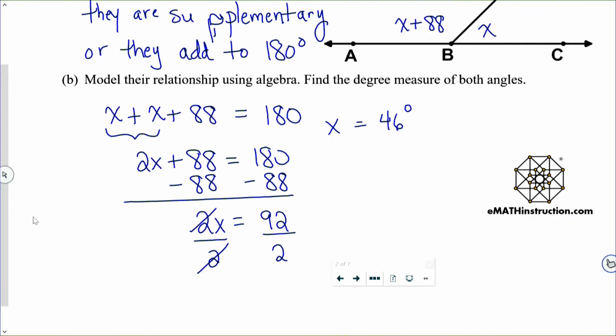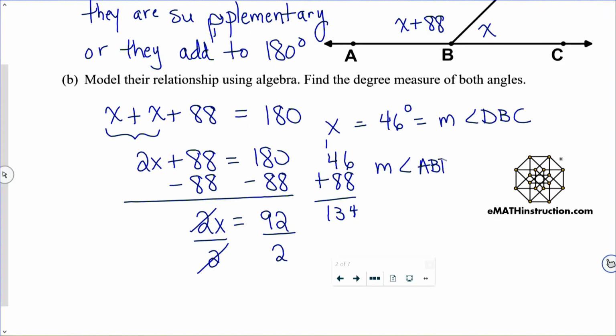That's the measure of one of the two angles, and in fact, that's the measure of angle DBC. The other angle is going to be 46 plus 88, which is going to be 134 degrees. And that's going to be the measure of angle ABD, 134 degrees.